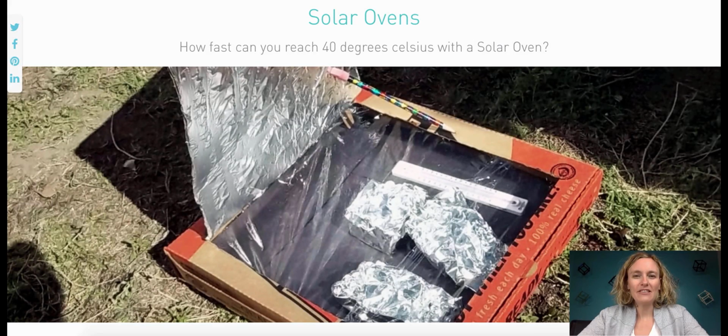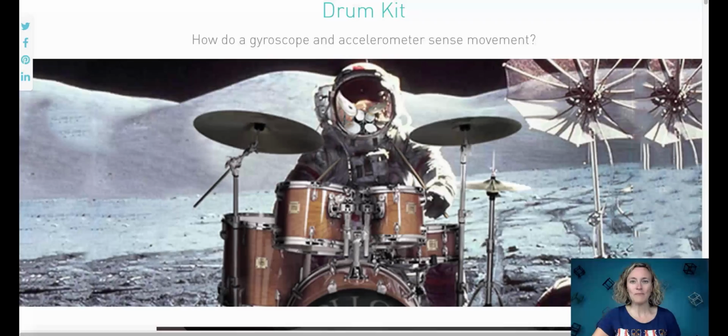In the experiment titled Solar Ovens, the students will design and build a solar oven and then take data from the temperature sensor to determine how long it took to reach 40 degrees Celsius. Drum Kit has the students using the gyroscope and the accelerometer to sense movement.